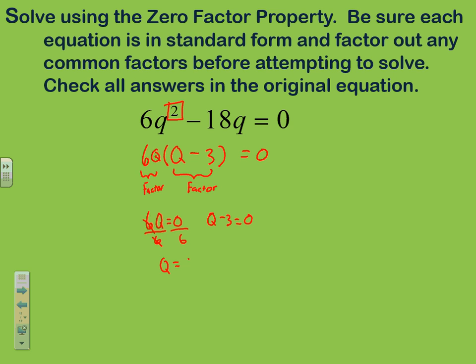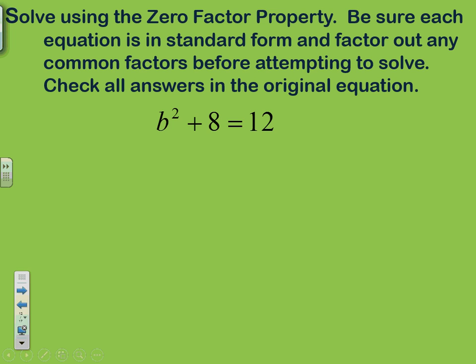0 divided by 6, however, is 0, so that's one solution. And here, just move the 3 to the right through addition, and I get q is also equal to 3 as the second solution. So there's an example of what to do when you have to factor something.